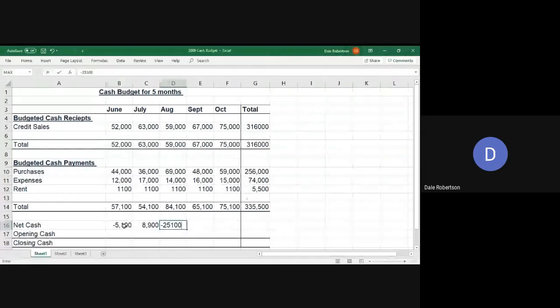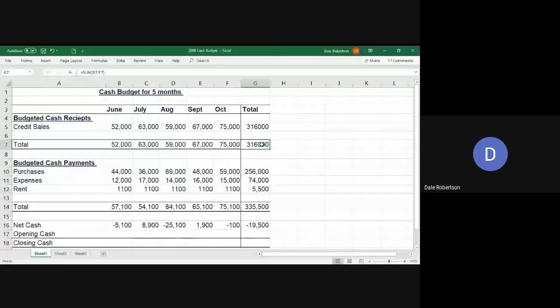and it is a minus 25,100, significant. September, minus 100 in October and minus 19,500 in the total column. You get that. You could also on your calculator combine these five numbers horizontally. Either way, you'll get minus 19,500.